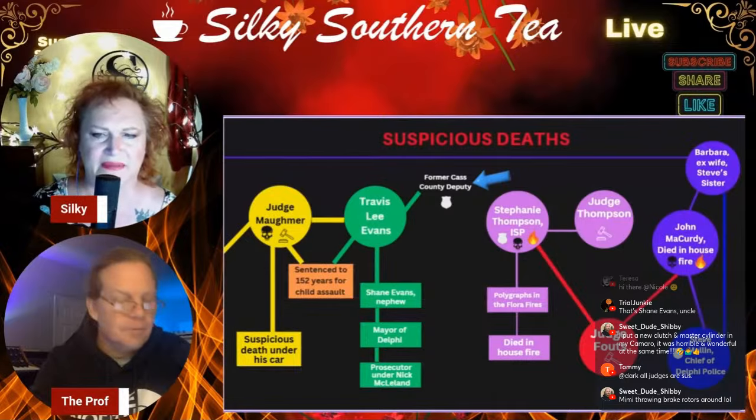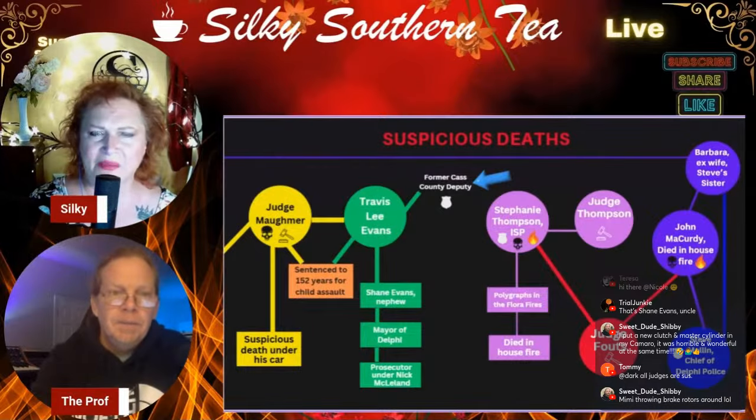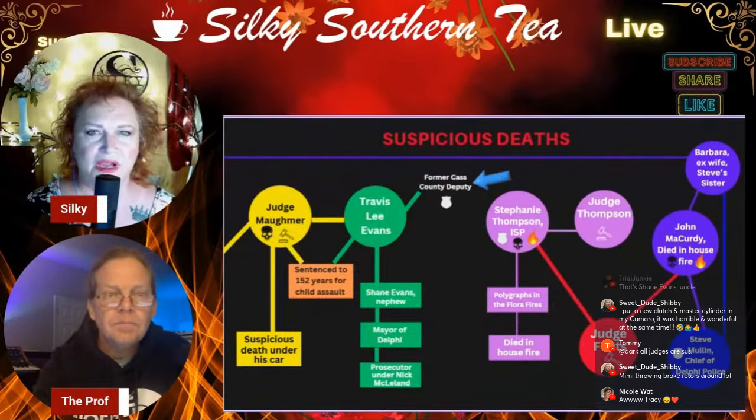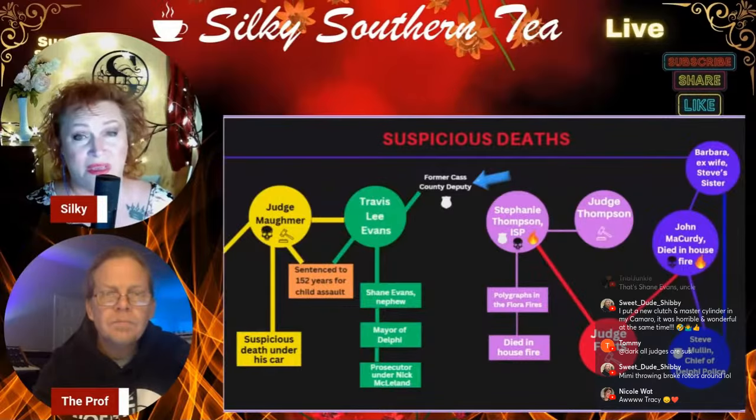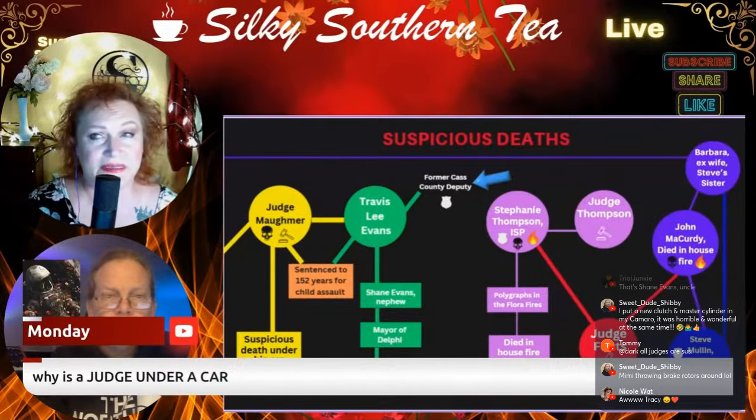Very interesting. Oh, that makes my blood boil. That makes my blood boil. Yeah, it does mine too. And so, yeah, that was a very suspicious death. So you try the uncle of the mayor, sentence him to 152 years, and then all of a sudden, your vehicle crushes you because you're working on your car. Because as a judge, you don't make enough money apparently to do that. Now, I mean, it's always been one of those suspicious deaths that people bring up.